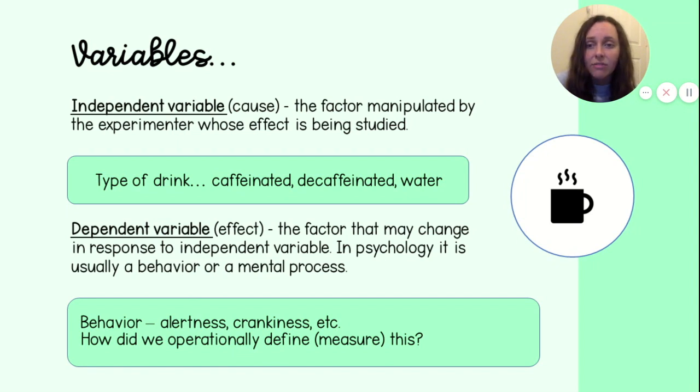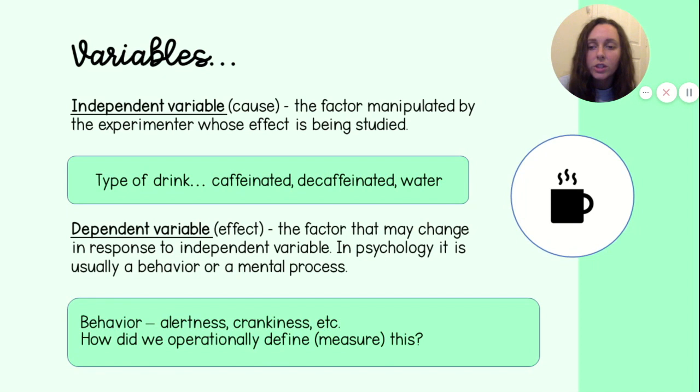We're adding in the caffeine. It's being manipulated by the experimenter, so either caffeine or no caffeine, to affect who's being studied. So in this case, it would be the drink. It would be the caffeine. And then you have the dependent variable. So that's what's being affected. So that's the happiness, right? Or you could say it's the behavior.